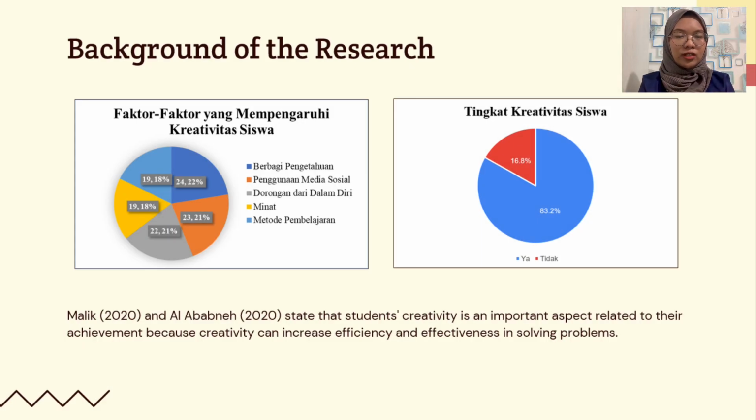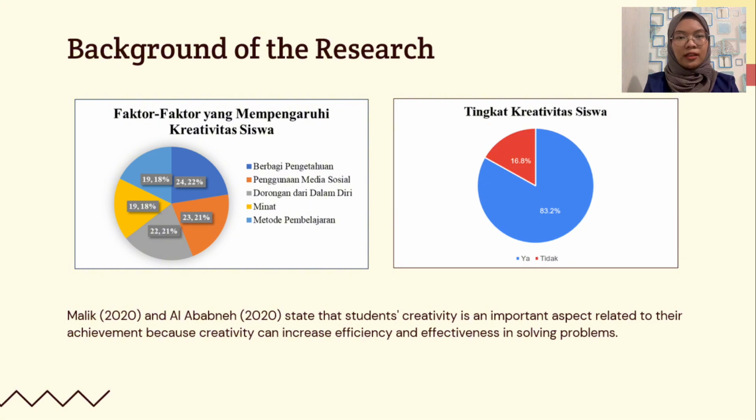The background of this research is related to one of the statements by Malik and Al-Ababneh, which states that students' creativity is an important aspect related to their achievement because creativity can increase efficiency and effectiveness in solving problems. Previous research has discussed a lot about creativity, which is considered to have an important role in the advancement of science. The following is an overview of the factors that influence creativity.